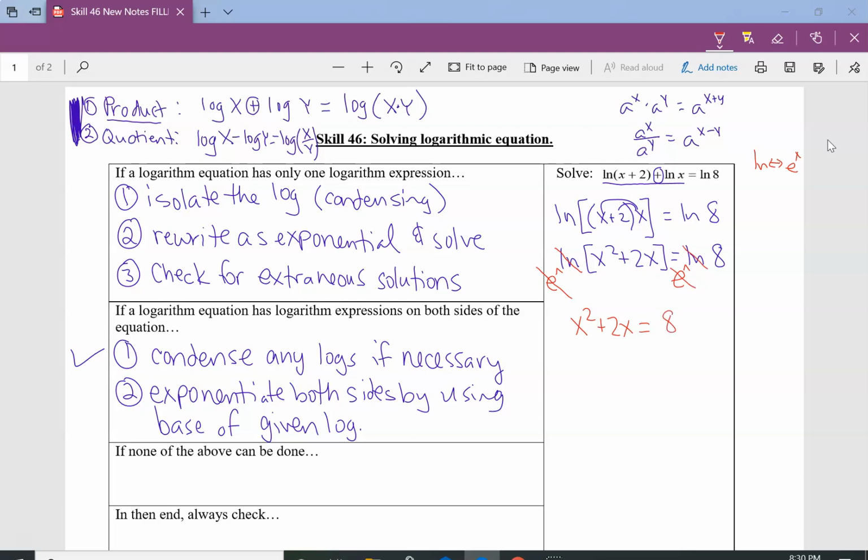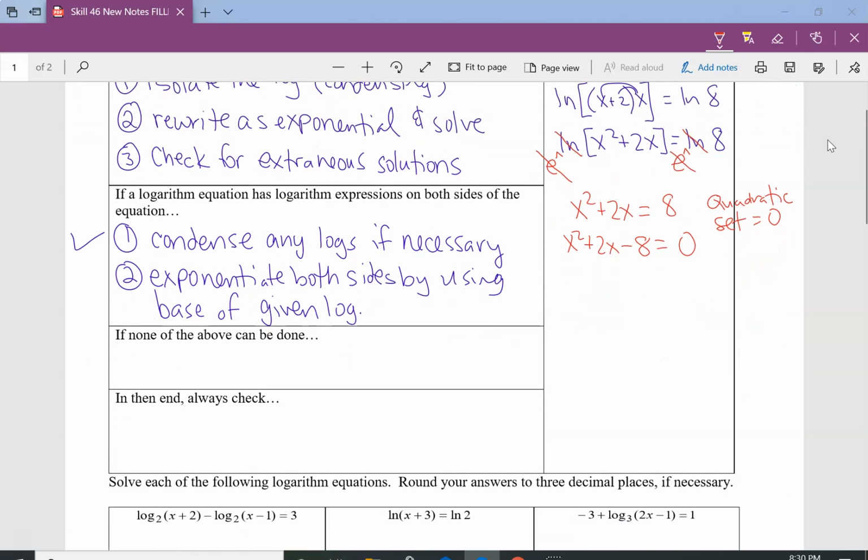Okay, now this should be looking familiar to you. This is a quadratic, so when we have a quadratic equation, we've got to set one side equal to 0. Easiest way to do that is subtract 8 from both sides. Okay, so let's not forget those skills we haven't done in a while. All right, so to solve something like this, we're going to factor, or you could use the quadratic formula.